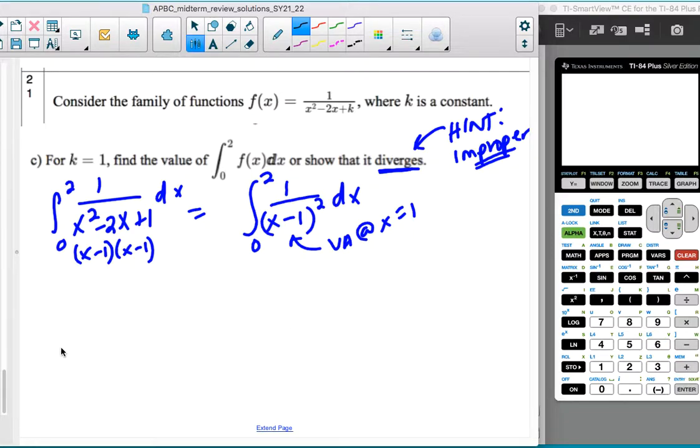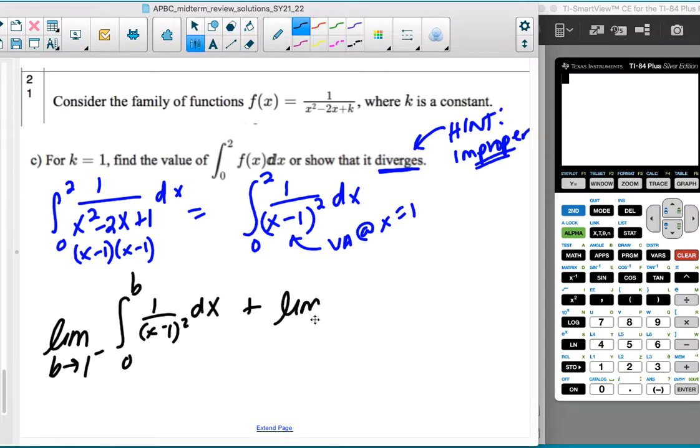Okay, so we're going to make this the limit as b approaches 1 from the left of the integral from 0 to b of this thing with respect to x, plus another limit, the limit as, let's say, a approaches 1 from the right, of the integral from a to 2 of 1 over x minus 1 quantity squared dx.